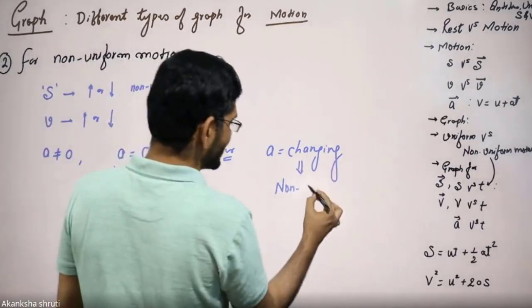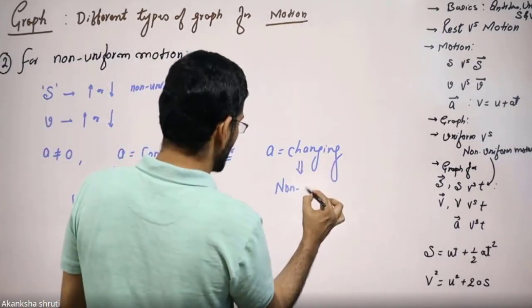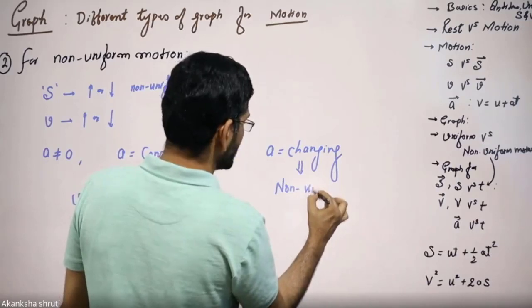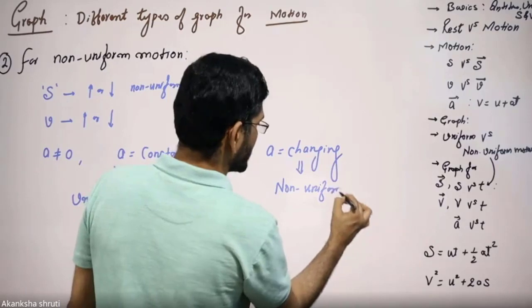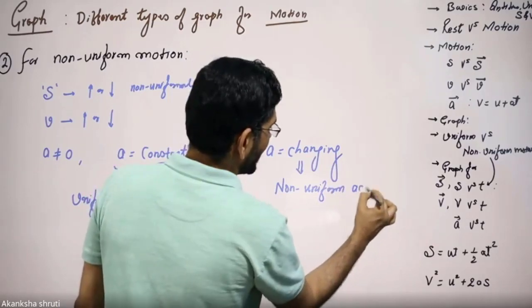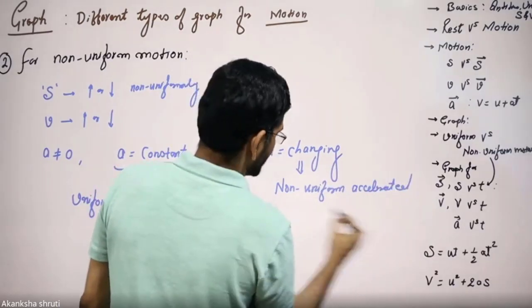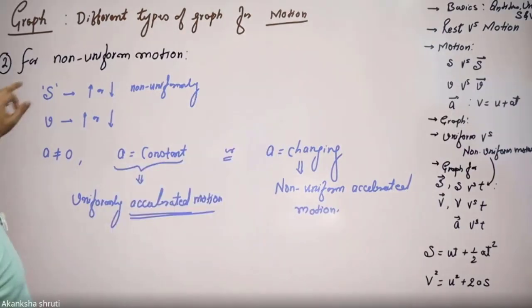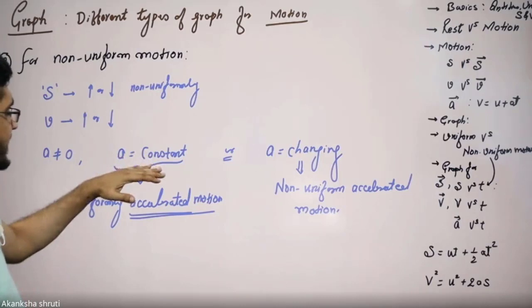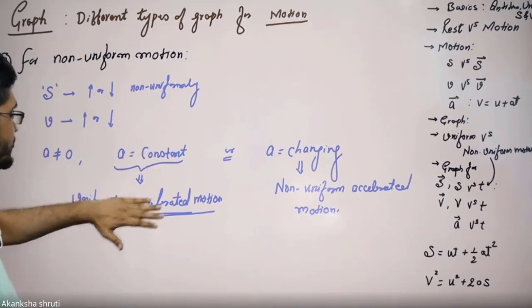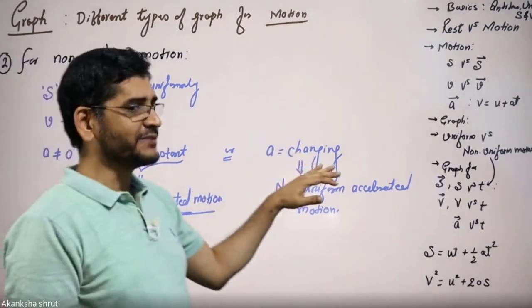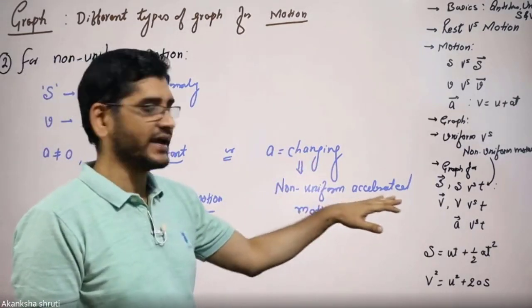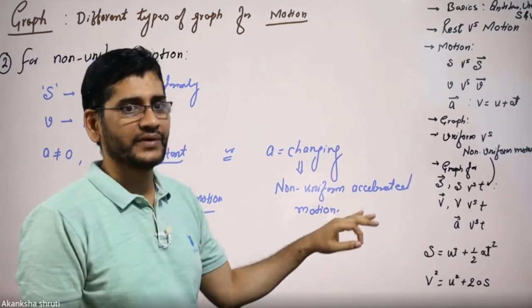But if the acceleration is changing, then it is called non-uniformly accelerated motion or non-uniform accelerated motion. For a non-uniform motion, if the acceleration is constant, it is called uniform acceleration. But if the acceleration itself is changing, then it is called non-uniform acceleration.